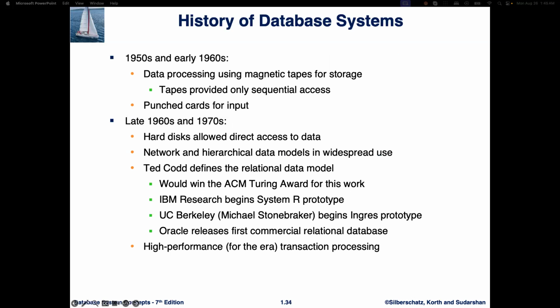Now, some history of database systems. 1950s and early 1960s: data processing with magnetic tapes. During this era, data was primarily stored on magnetic tapes, which provided only sequential access. This means data had to be processed in the order it was stored, making it difficult to retrieve specific information quickly. Punched cards were used for inputs.